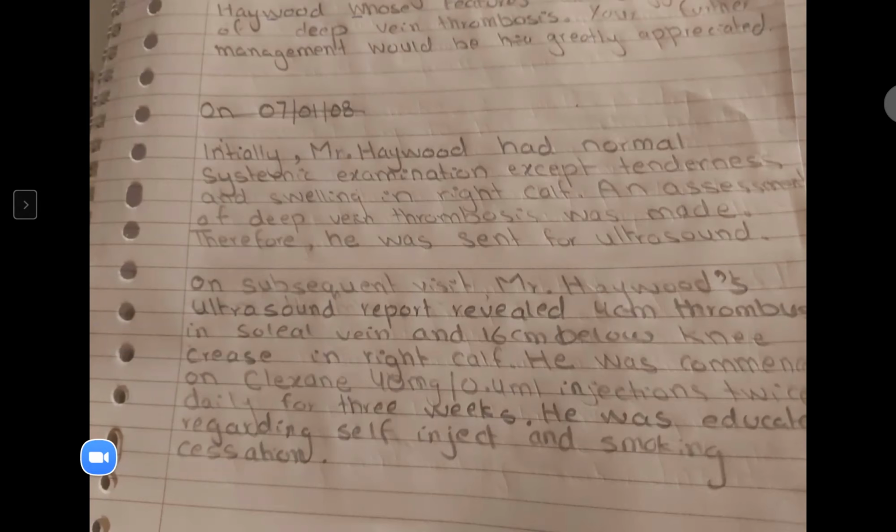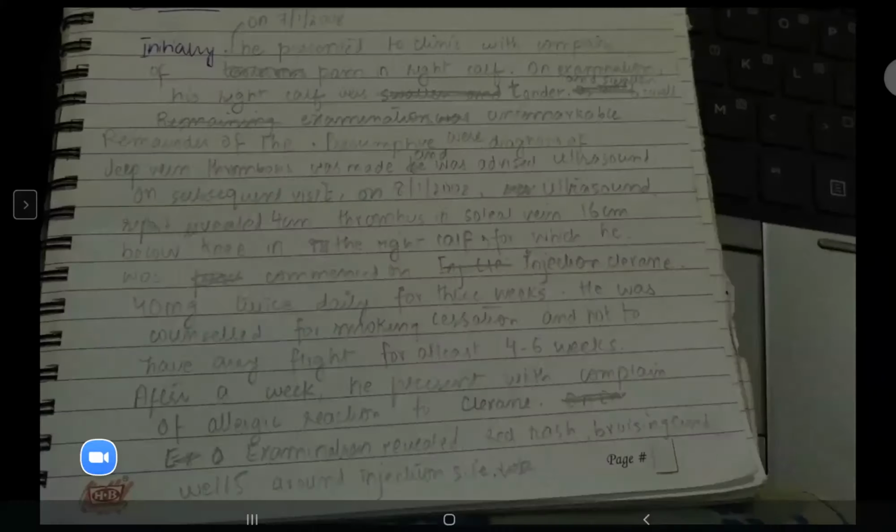He was commenced on Clexane injections twice daily for 3 weeks. He was educated regarding self-injection, smoking cessation. Did you copy Dr. Moss? See, you guys have almost the same kind of thinking. I do too. So learn from one another and know that we don't need to write about self-injection, because what difference would it make to the GP? If the new GP knows he knows how to self-inject now, what is he going to do about it? He'd be like, okay, fine, it's good for you. It doesn't help me. It's a good thing for him, not for us. Is it clear?